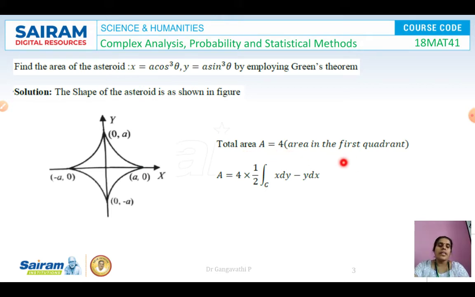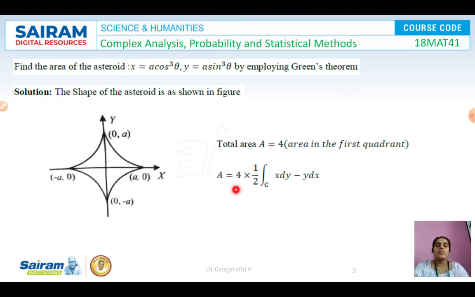So how do we find the area in the first quadrant? Again, that is a result of Green's theorem. When ∂N/∂x and ∂M/∂y are both equal to half, you get this result: half into the integral over C of x dy minus y dx. This formula, derived from Green's theorem, is nothing but the area.